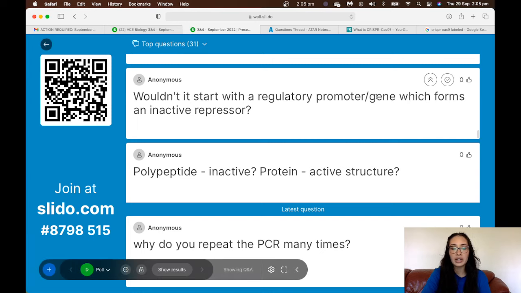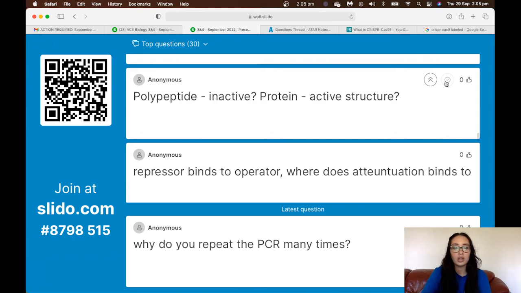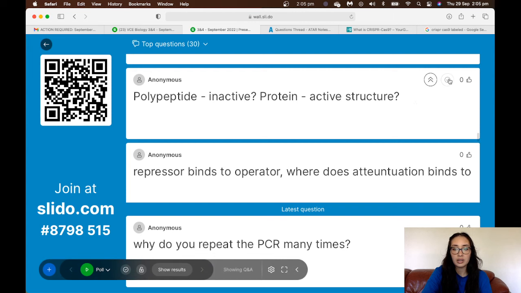Yeah, the regulatory gene is that lacI or something, which is upstream. That forms the inactive repressor. But that's upstream. That's away from the actual operon. Yes, typically yes.